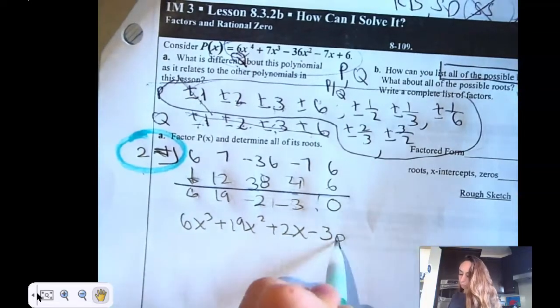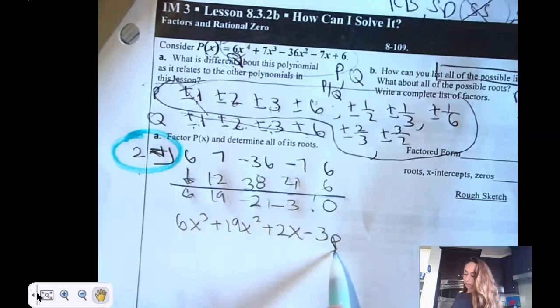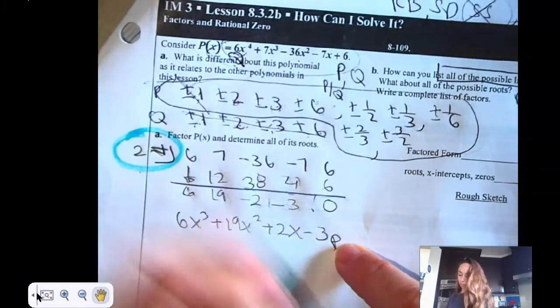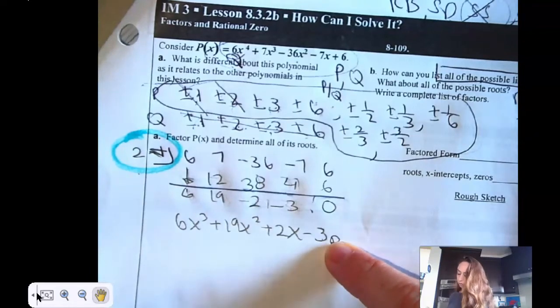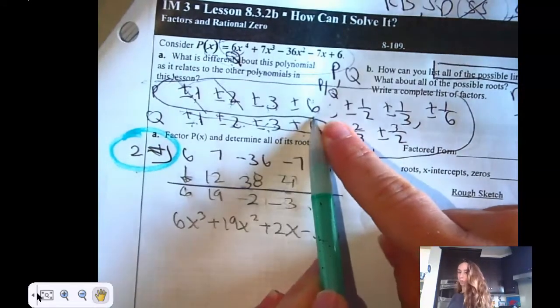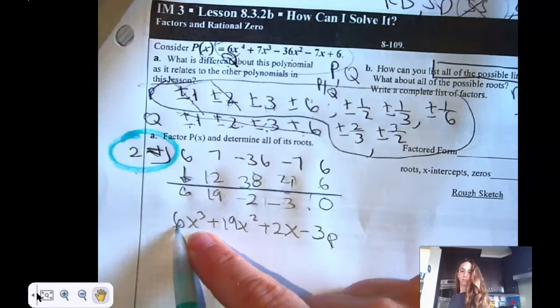This is my new p. Well, if this is my new p, that means that 2 doesn't work because 2 doesn't divide 3. So I don't even need to try negative 2. That also, but does it mean that 6 could work? Yeah, because 6 divides 6.